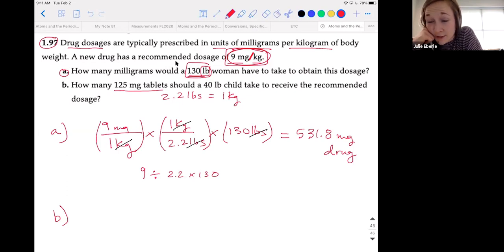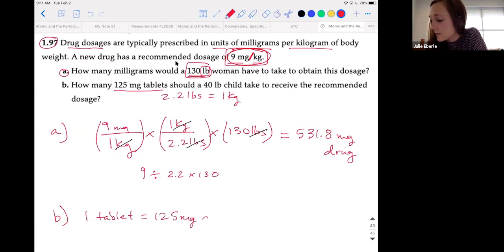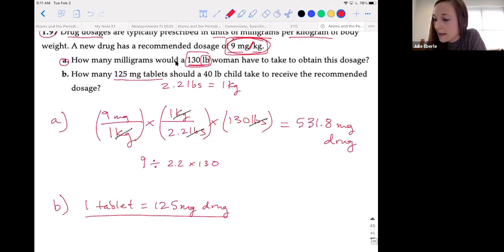So what are we going to do here? We've got a little different style of question. Now we have tablets. I've got a relationship: 1 tablet is 125 milligrams of drug. Did you notice how the problem didn't necessarily spell that out for you? You kind of had to read between the lines. The information is there. It says a 125 milligram tablet, but it's important that we write this relationship out because the question says how many tablets, so we want units of tablets in our answer.